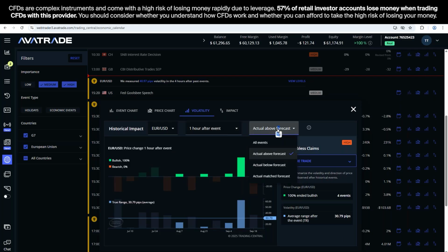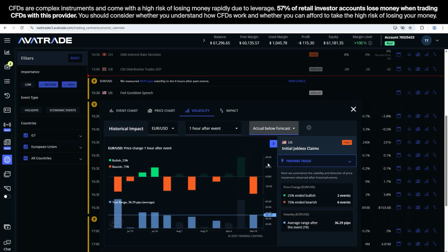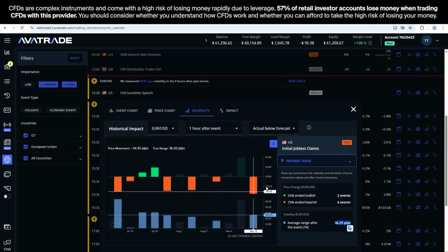What if this comes in below forecast? Exactly what you might expect. 75% of the movement was down. A lot more downward movement, average range movement about 36 pips in the hour that followed. USD strengthened if the data came in better than expected. In this case, lower than expected, less jobless claims than expected. USD strengthens rapidly in the hour that follows.